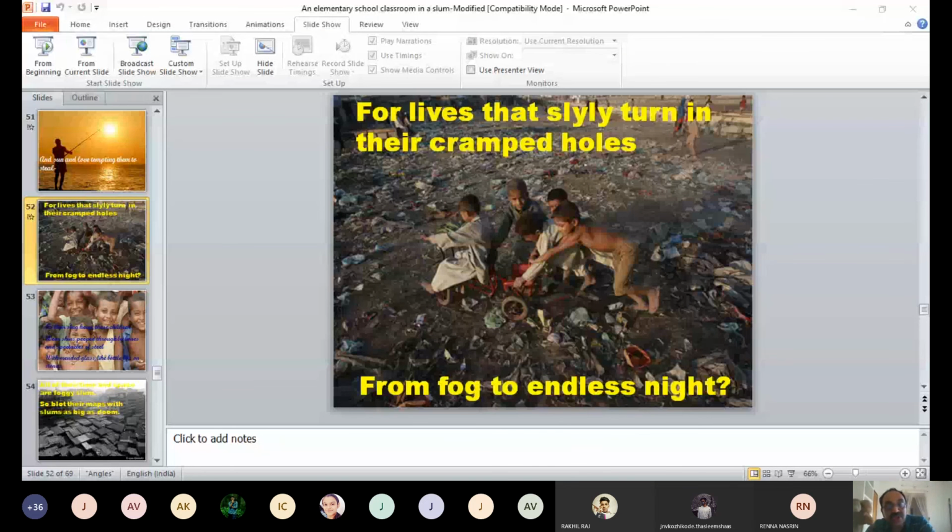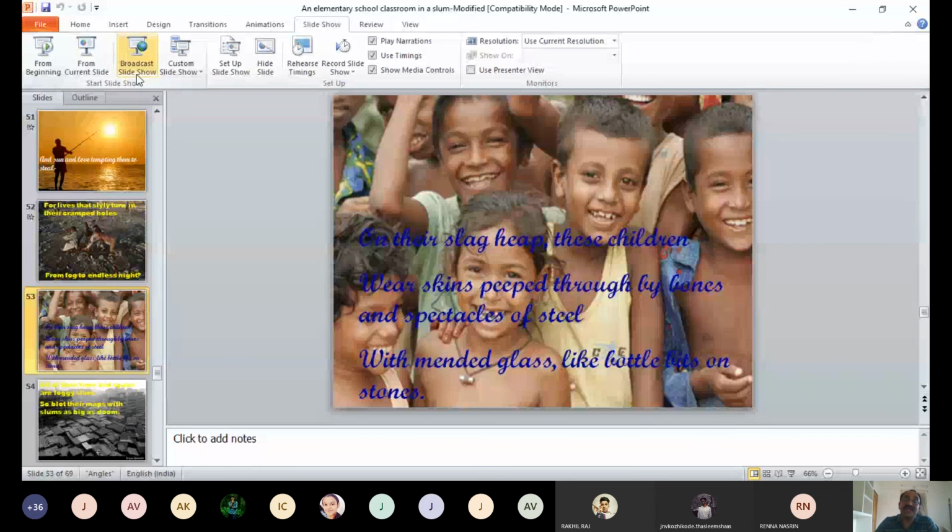The poet wanted us to understand that the spectacles of the children who are wearing them are broken in such a way that, if we take a bottle and hit it on a stone, the broken bottle just lies on top of the stone. Likewise, the spectacles are also broken many times. This is the situation of the children.